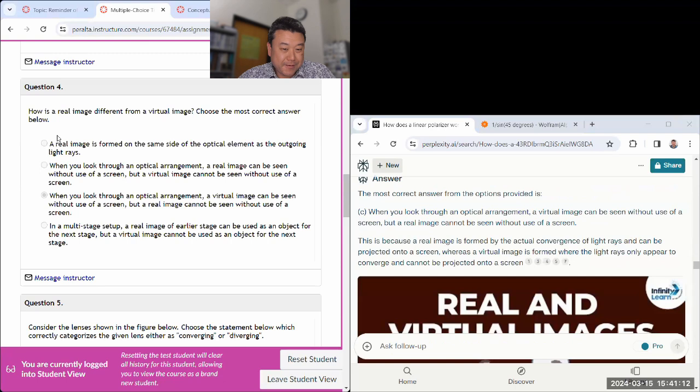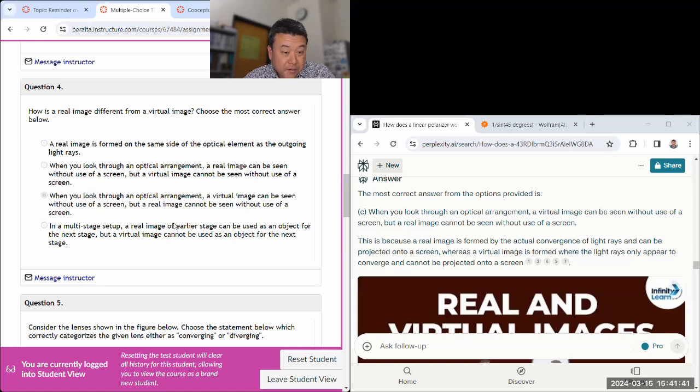What I will tell you is, real image formed on the same side as the outgoing light rays. This is actual verbatim the sign convention rules. So that is the correct answer. Virtual image is formed on the opposite side as the outgoing rays. And I think the rest is probably just the wrong version of this. They're both wrong.